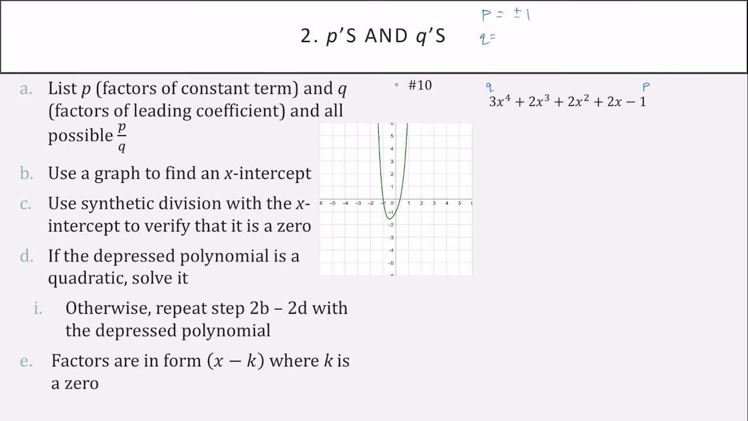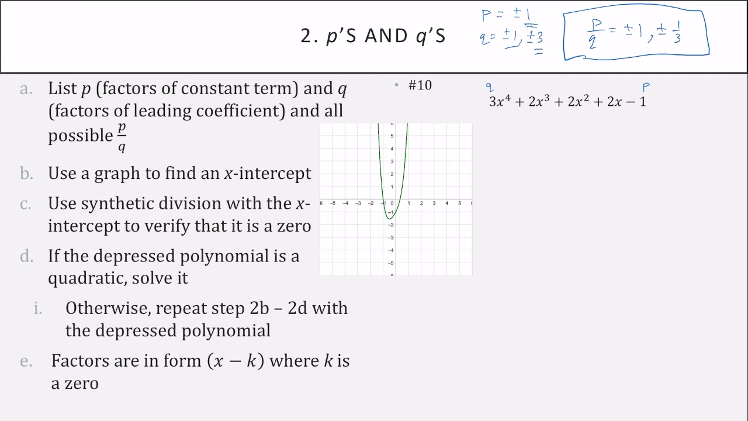Q's are factors of 3. What times what makes 3? Well, 1 times 3, or negative 1 times negative 3. So we want all the p's divided by q's. So if I do 1 divided by 1, I get 1. Or I could do 1 divided by 3, get 1/3. So there's my p's and q's. It's not our answer, it's just possible zeros, because we have to kind of guess.